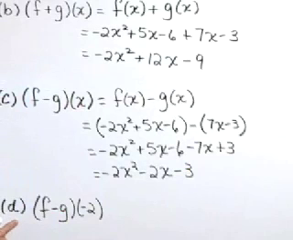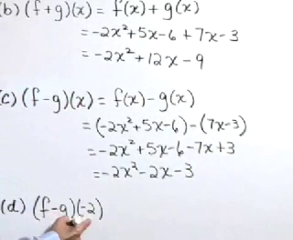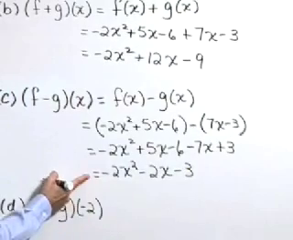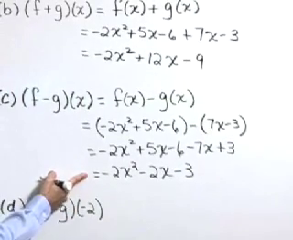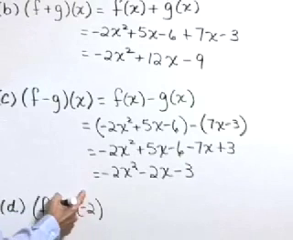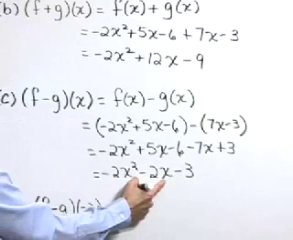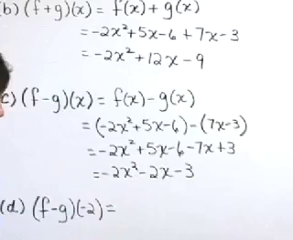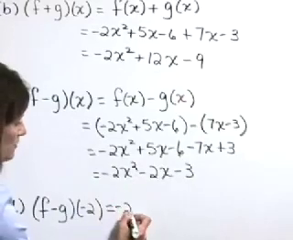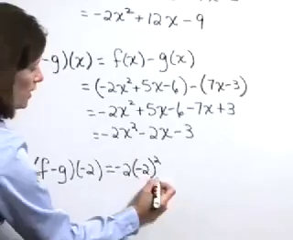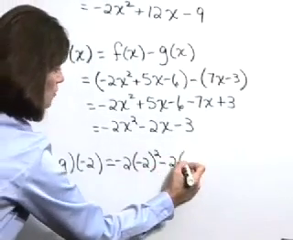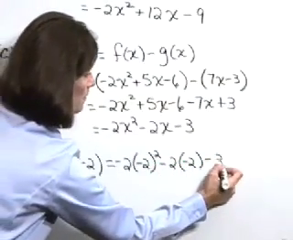Lastly, in part D, we wish to find f minus g of negative 2. So I'm going to use the result from part C where we found f minus g of x and substitute negative 2 in for x in that function. So we have negative 2 times negative 2 quantity squared, minus 2 times negative 2, and minus 3.